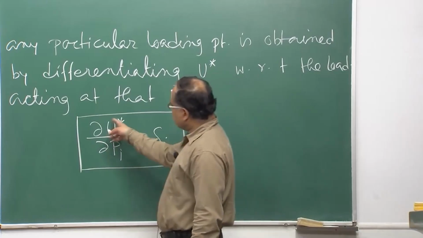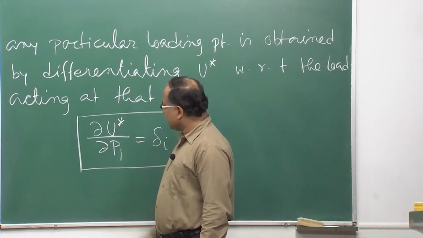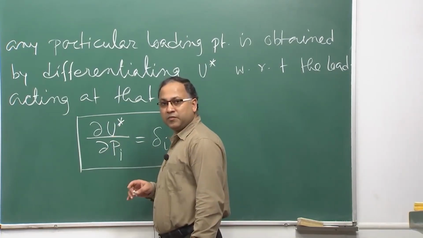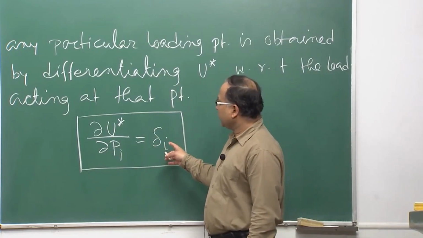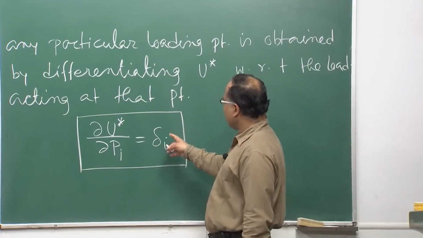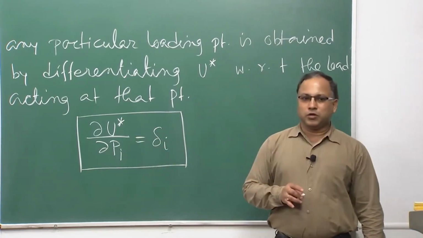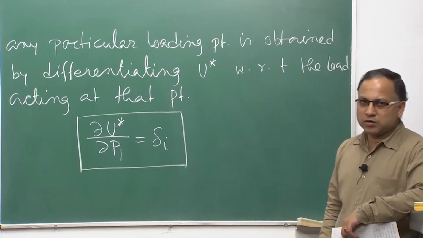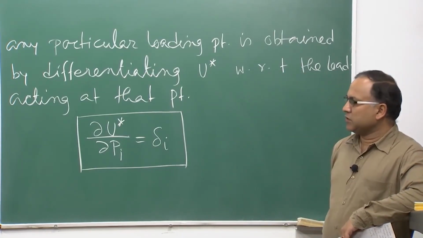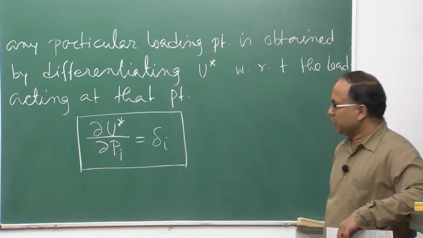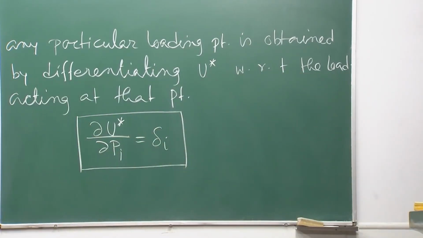So, this is the total complementary energy of that particular elastic system, and we are differentiating that with respect to a particular load, say Pi, and that will give me the deflection at the point where Pi is applied. So, this is delta I. By using this theorem we can find out the deflection as well as deformation under different elastic systems and different kinds of loading.